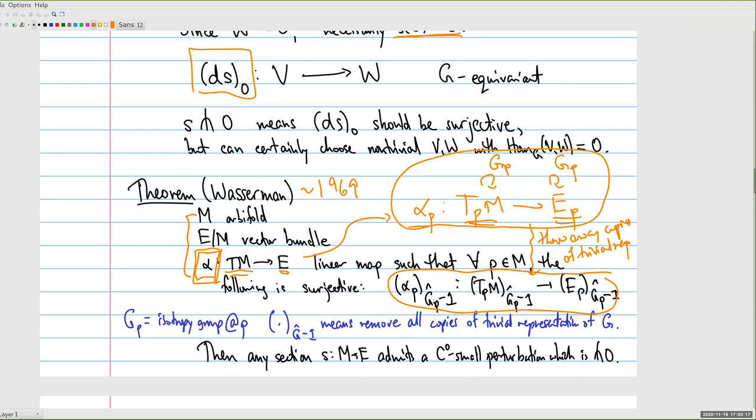And this thing here, removing this sub G hat minus one, that means the thing inside here is a representation of G, and I remove the invariant part. So I take the subspace on which G acts trivially and I quotient by that. Okay.